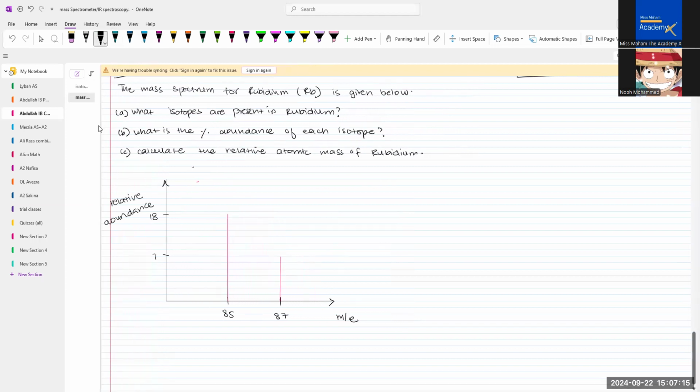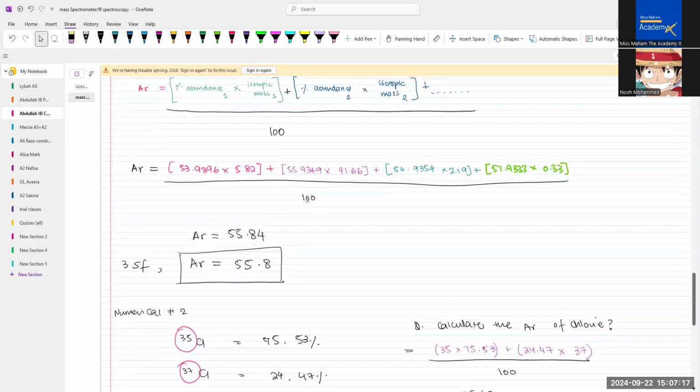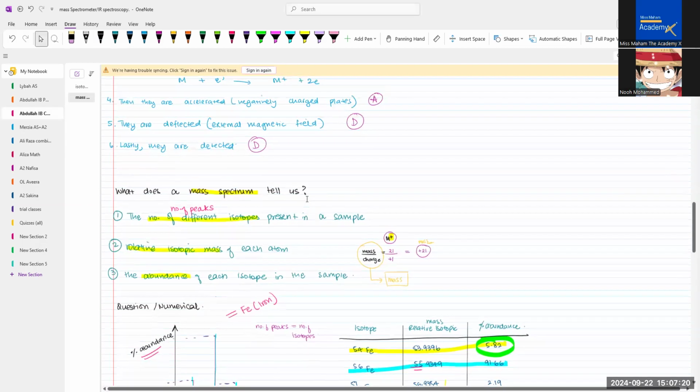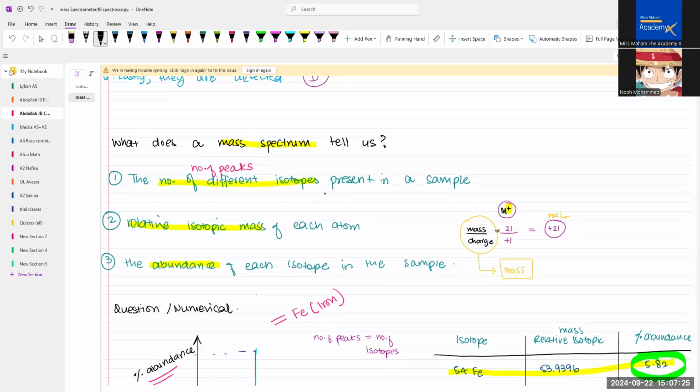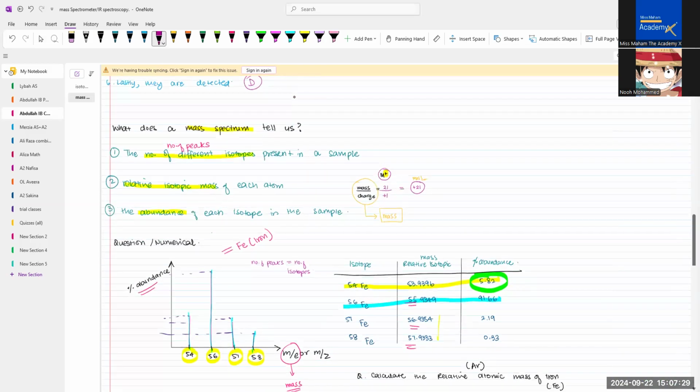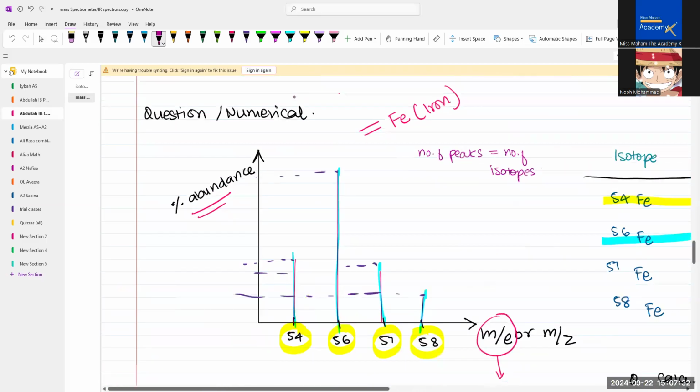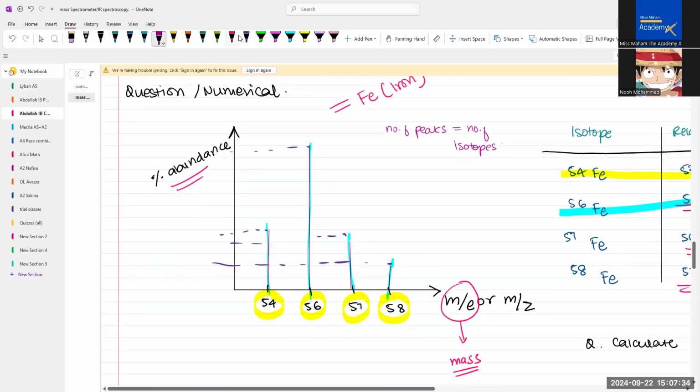Can we revise first? Sure. Okay. So a mass spectrometer tells you 3 things, right? The number of different peaks, the number of different isotopes. So how do you know the number of different isotopes present in a sample? For example, we're looking at this mass spectrometer graph. So looking at the number of peaks, we can know the number of isotopes present. So this has 4 peaks, 1, 2, 3, 4. So we can say that iron has 4 isotopes present, right?